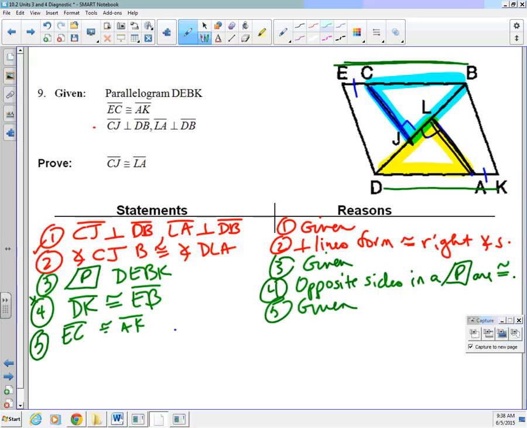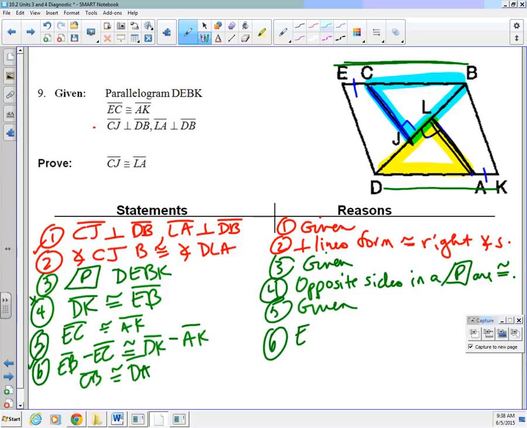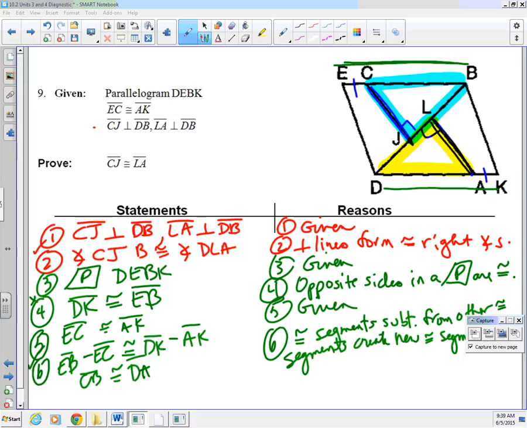And what I can do now is subtract. I can say, all right, I'm going to take EB and subtract EC from it. And that's got to be the same as DK subtracted by AK. And EB minus EC is just CB. And DK minus AK is just DA. So now I know CB and DA are congruent. That counts. And I can say congruent segments subtracted from other congruent segments create new congruent segments. Okay, perfect. Now I have a second check.